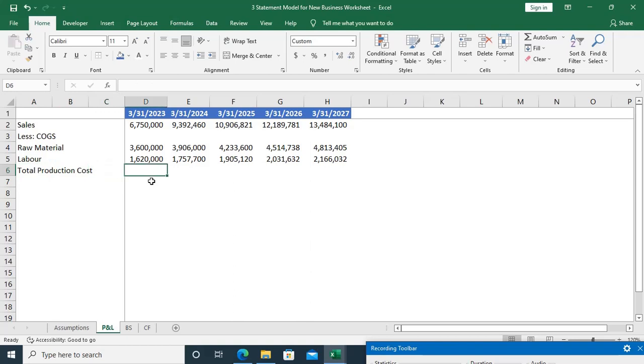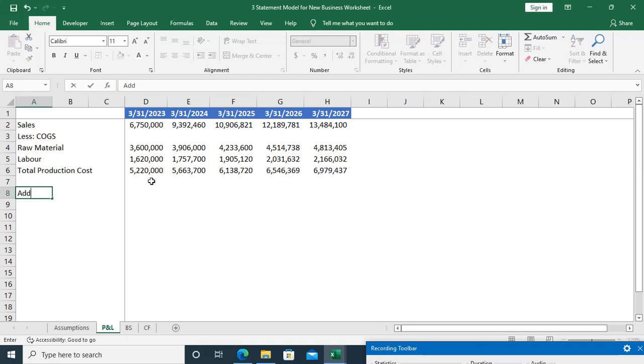So this is the total production cost. Alt equals enter, shift right, control R. Total production cost, you have got it. Now we had some opening stocks and closing stock. We have to now adjust the opening stock and closing stock.